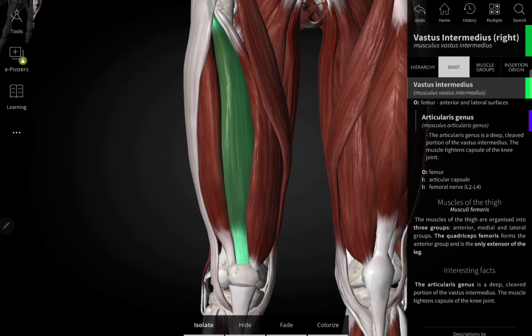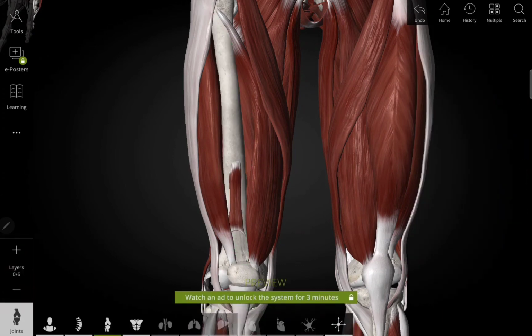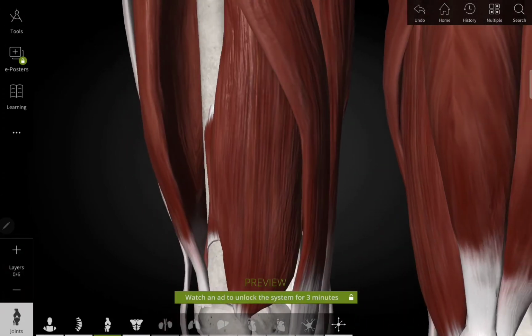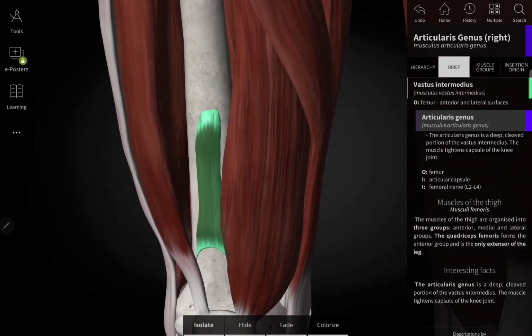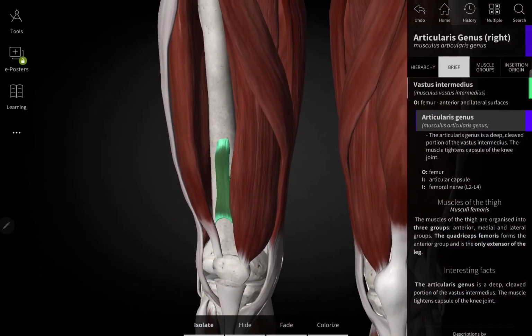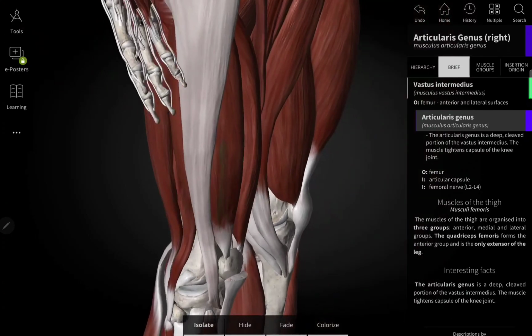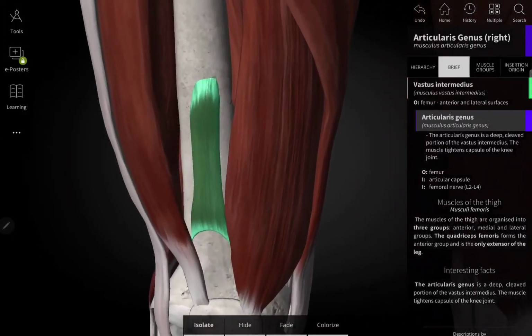So the next muscle is the articularis genu. For that purpose, I am just hiding the vastus intermedius muscle so that you can take a look at the articularis genu. So here you can see the articularis genu muscle. It is a very small muscle, just taking its origin from the anterior surface of the shaft of the femur and it gets inserted into the suprapatellar bursa.